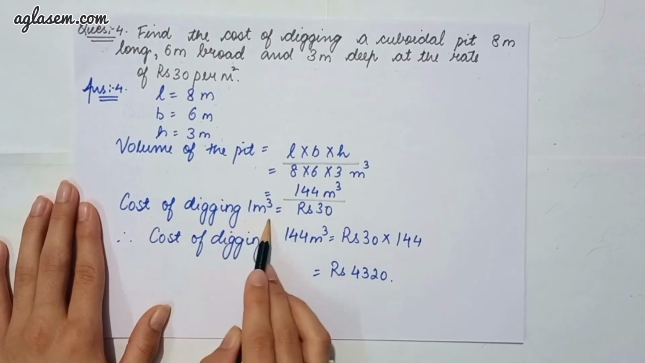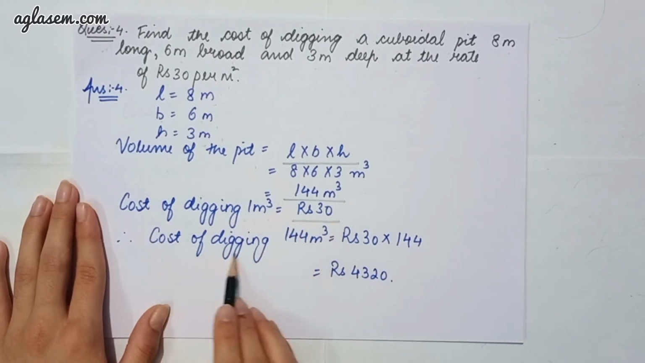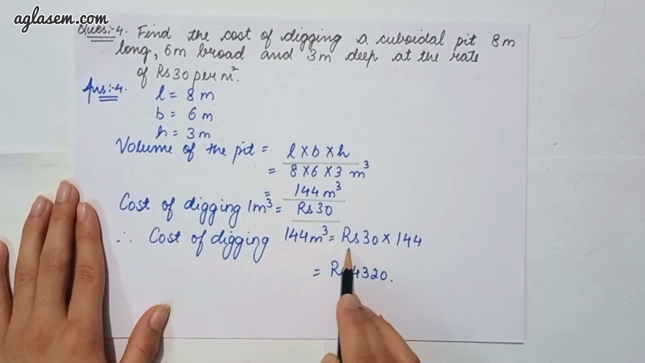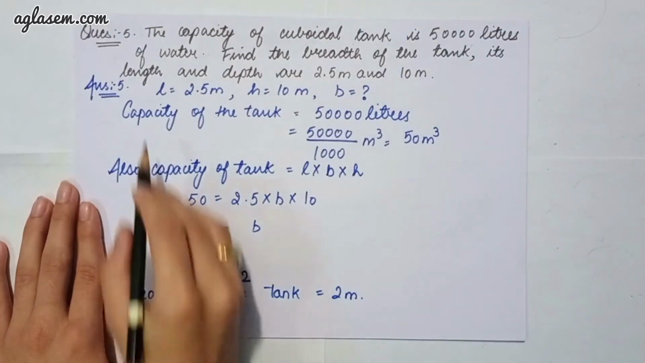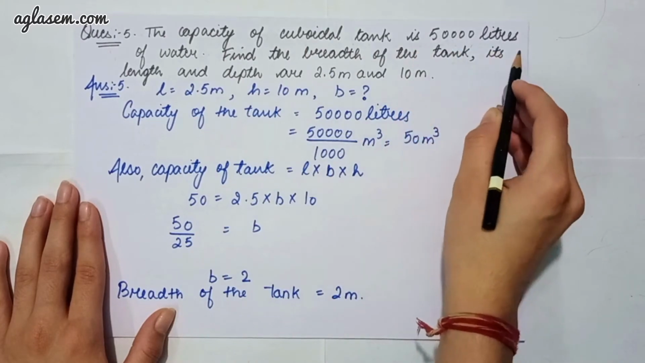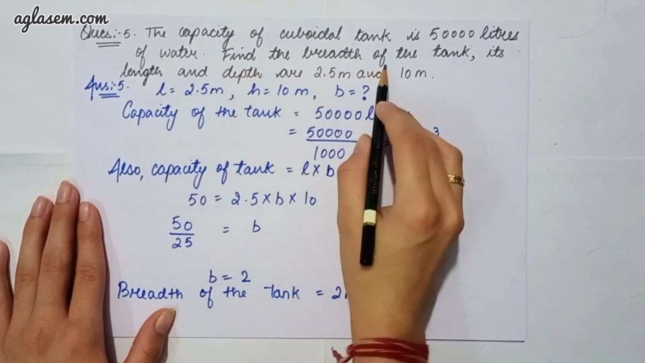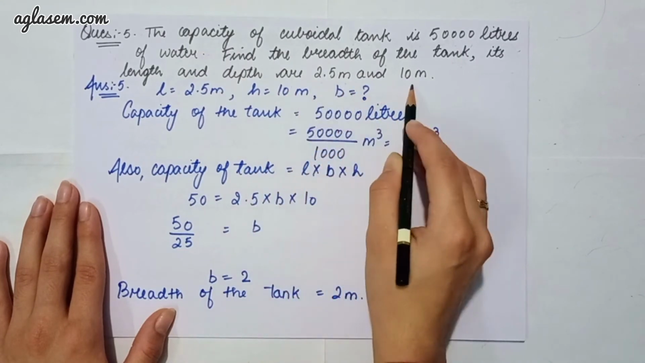Further, cost of digging 1 meter cube, that is rupees 30 given to us. We can find the cost of digging 144 meter cube by multiplying it by 30. So our answer will be rupees 4,320. Moving to question number 5, which says the capacity of a cuboidal tank is 50,000 liter of water. Find the breadth of the tank, its length and the depth are 2.5 meter and 10 meter.